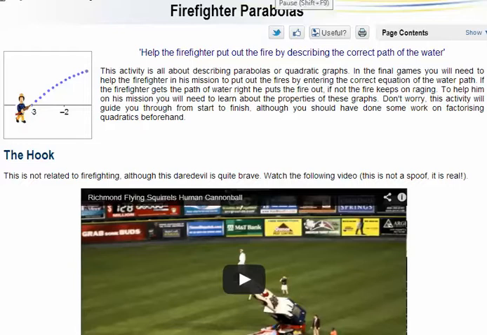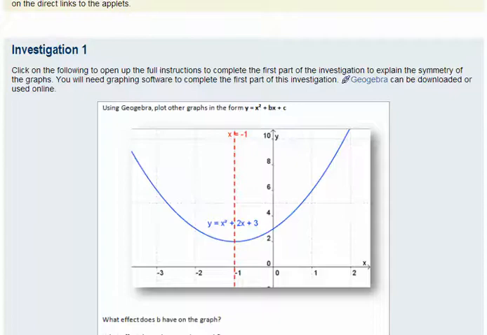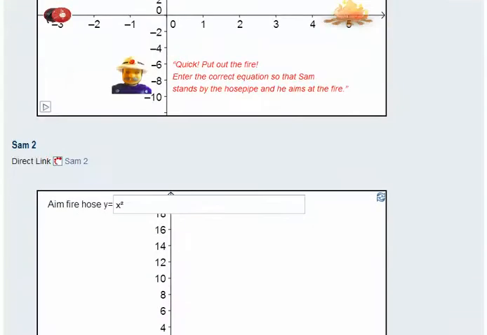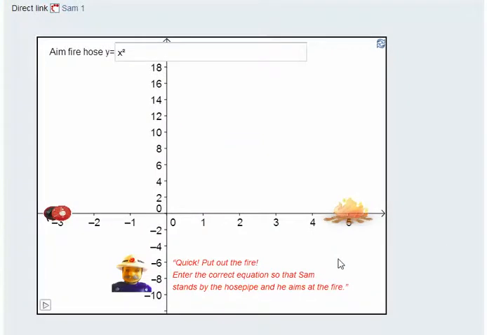Okay, so here's a brief overview of the activity Firefighter Parabolas. This activity is all about describing parabolas or quadratic graphs, and it's several investigations, several games, and if you learn enough you will be able to help Fireman Sam at the end aim the water and put out the fires that are raging.